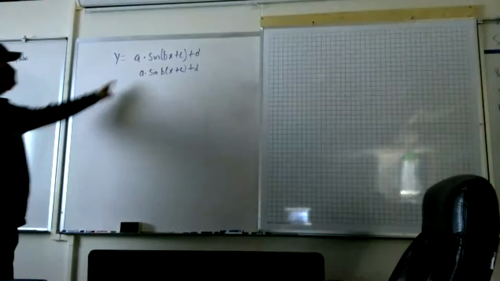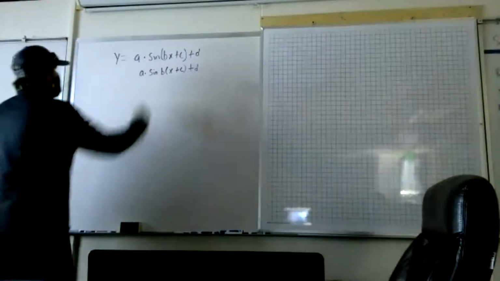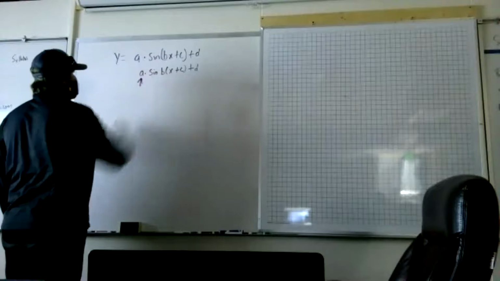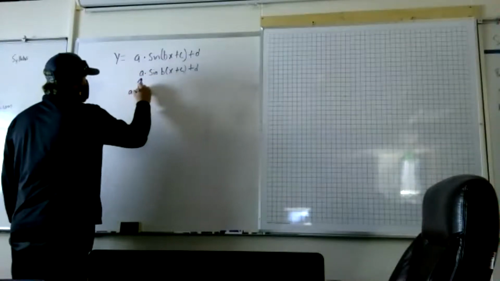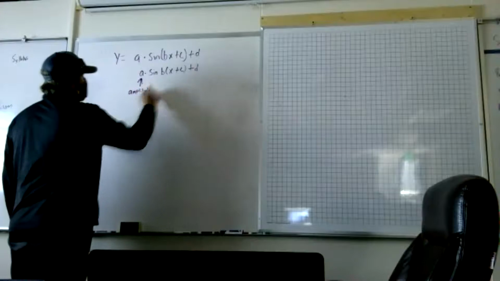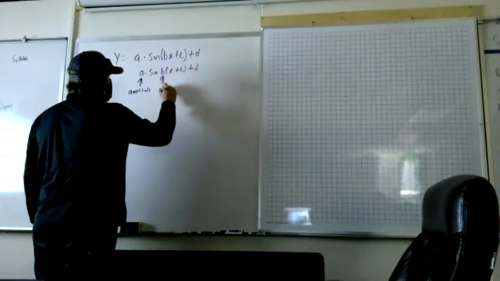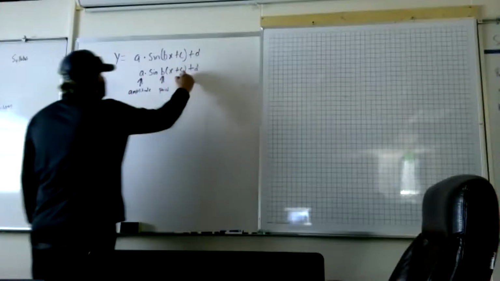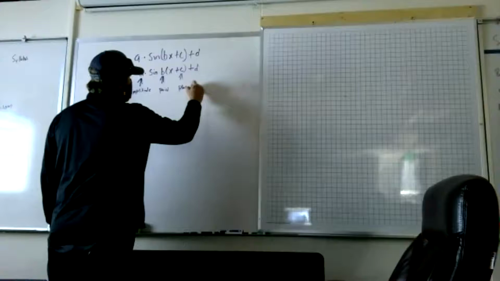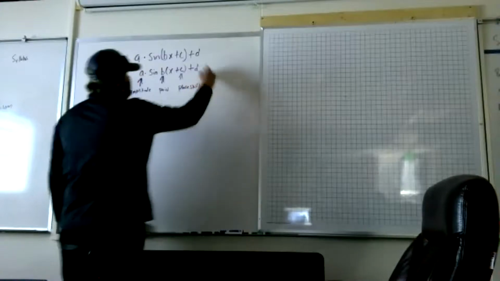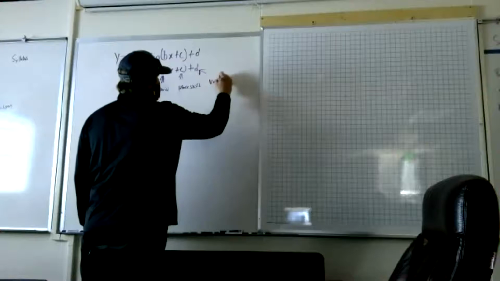Similar to your polynomial functions, each one of these has a key thing. First, a is the amplitude factor. That's where the amplitude comes from. We'll talk a little bit more about that. B is your period factor. C and D, so C is what's known as your phase shift. And D is your vertical translation.